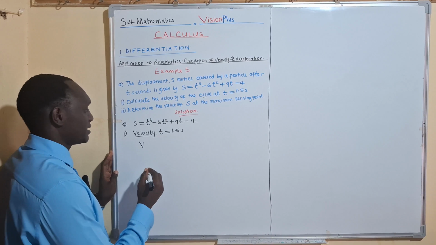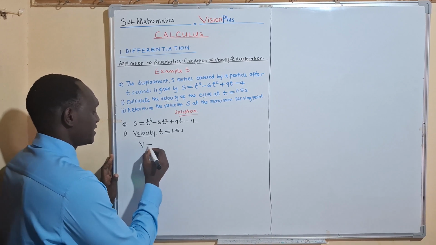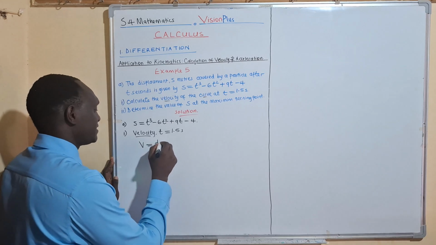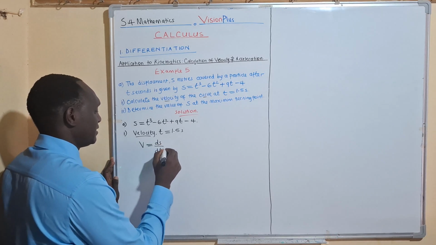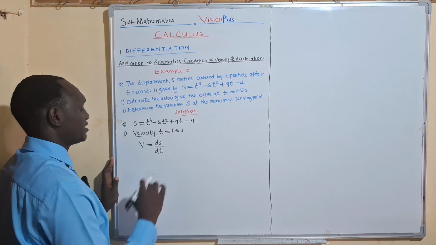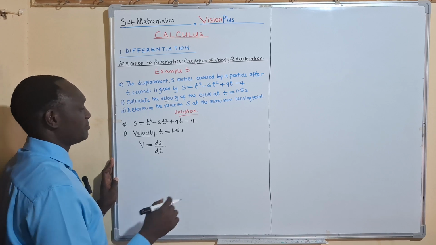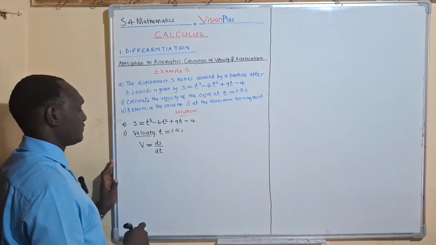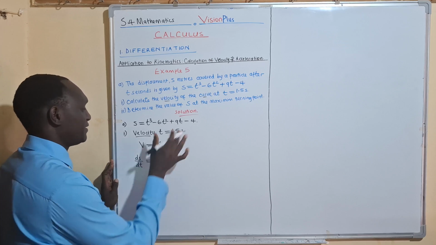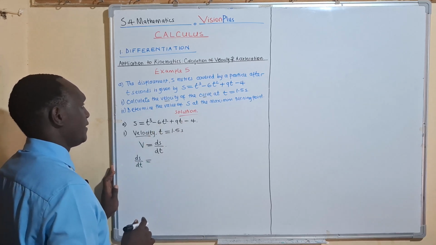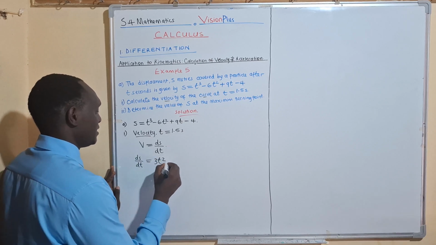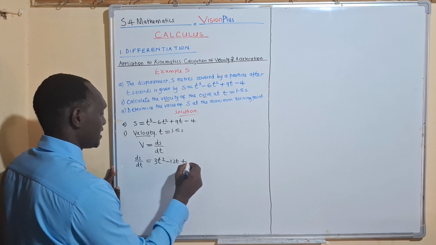What is velocity by definition? Velocity is the rate of change of displacement, that is ds/dt. That means we need to get the gradient function of the displacement. The gradient function means the rate of change of that function. So ds/dt means we need to differentiate the given function of the displacement, which is a curve. That gives us 3t squared minus 12t plus 9.